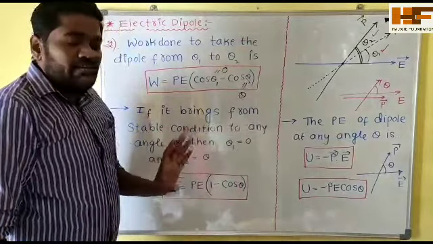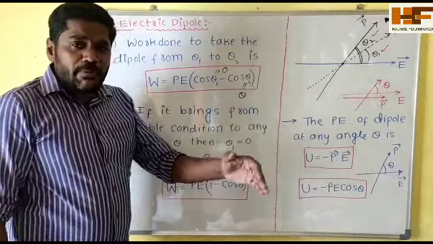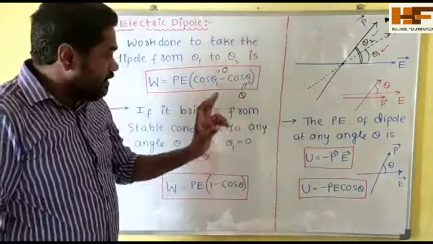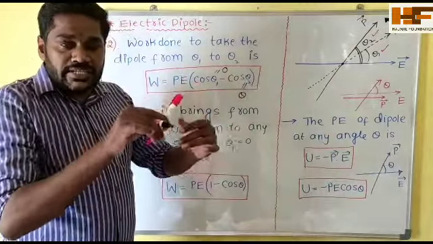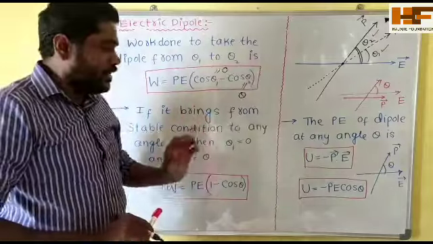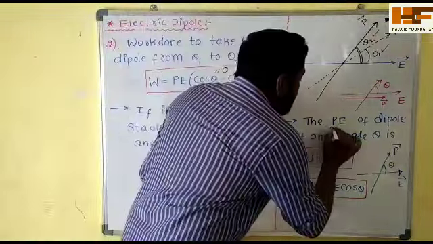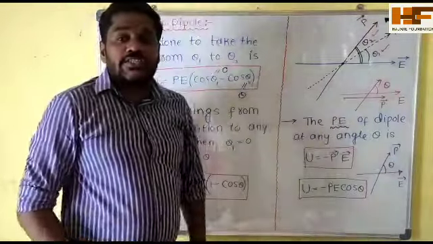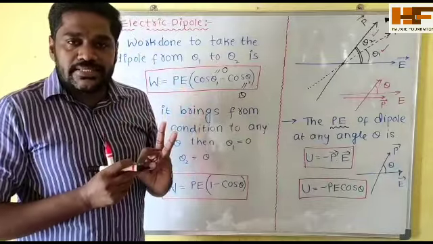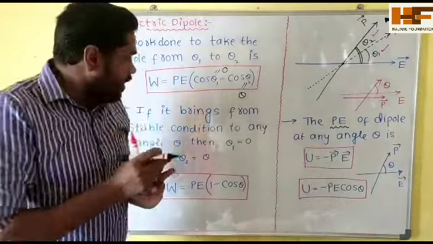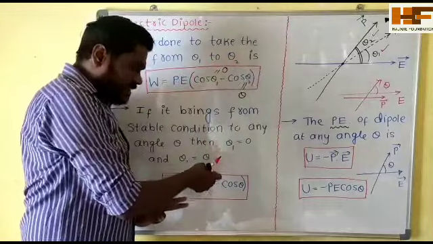Therefore, these two are very important. This one is when you bring the dipole from the stable position to any angle theta. This one is when you bring the dipole from an initial position theta 1 to a final position theta 2. These are the work done formulas. Okay. Next, one more concept: potential energy. There are 3 points we have to discuss here. One is torque, tau is equal to PE sin theta. One is work done, which is equal to PE (cos theta 1 minus cos theta 2), and the other one is the sub case.